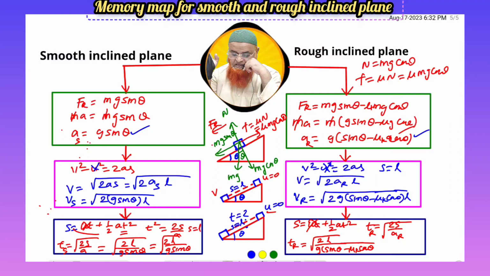I hope you have enjoyed the formulas for acceleration, velocity and time for rough and smooth inclined planes combined together. Hope you have enjoyed this type of concept.